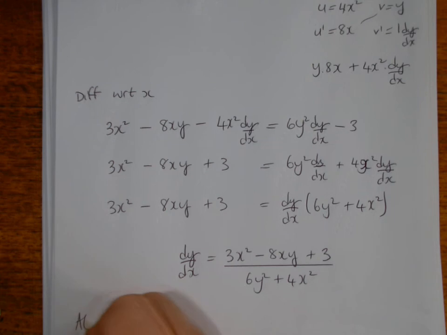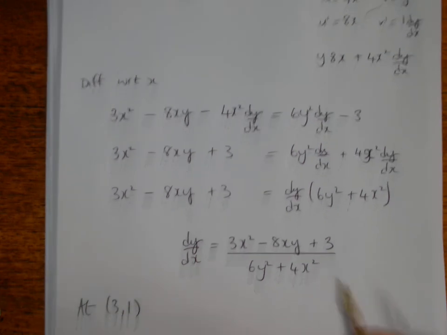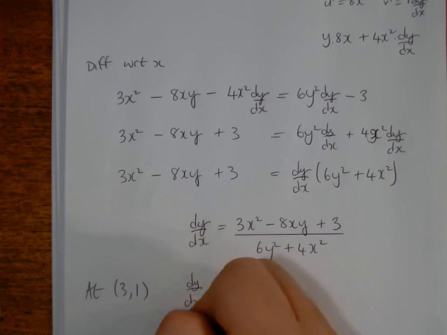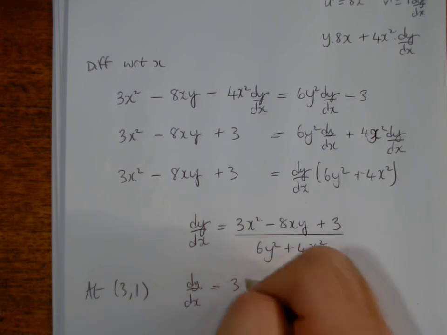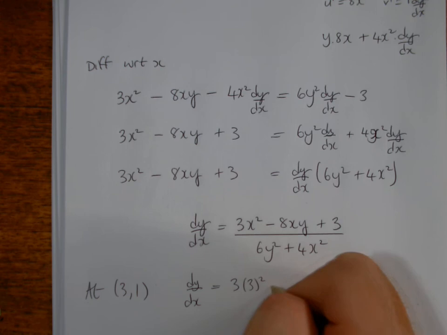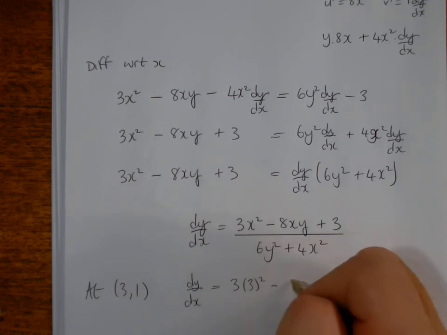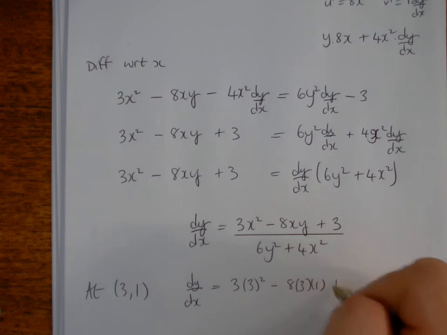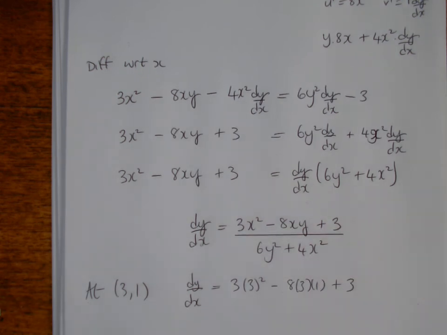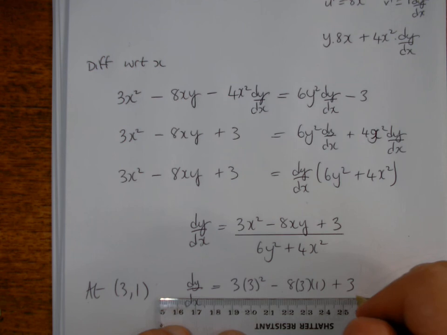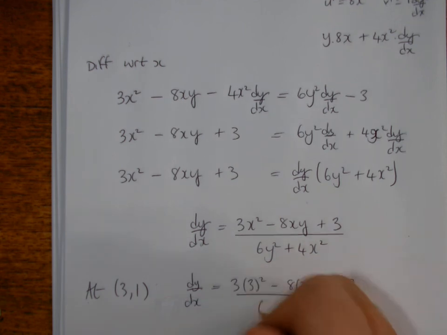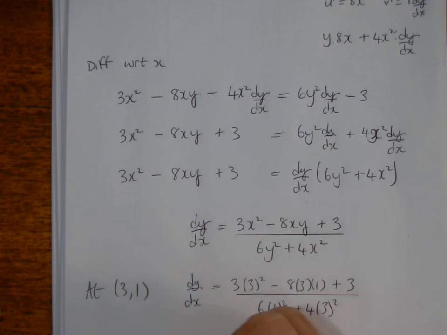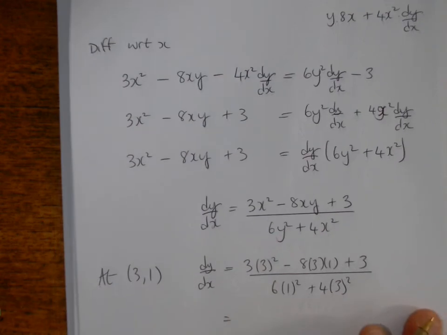So then at the point (3, 1), I can work out what dy/dx is. So 3 times 3 squared, putting x to be 3, 8 times 3 and y is 1, plus 3, all over 6 times 1 squared plus 4 times 3 squared. So let's do this without a calculator again.